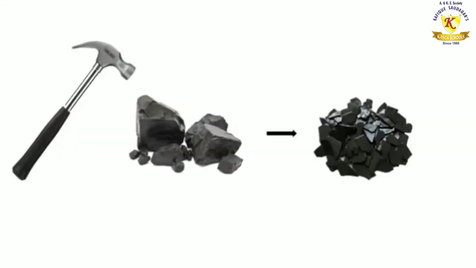The next property, number 3, we have brittleness. Now, children, take a piece of coal and hammer it. So what will happen here? The coal will break down into smaller pieces. So this is nothing but the property of brittleness. So some non-metals are brittle. That means they can break down into smaller pieces. Are you getting me, children?